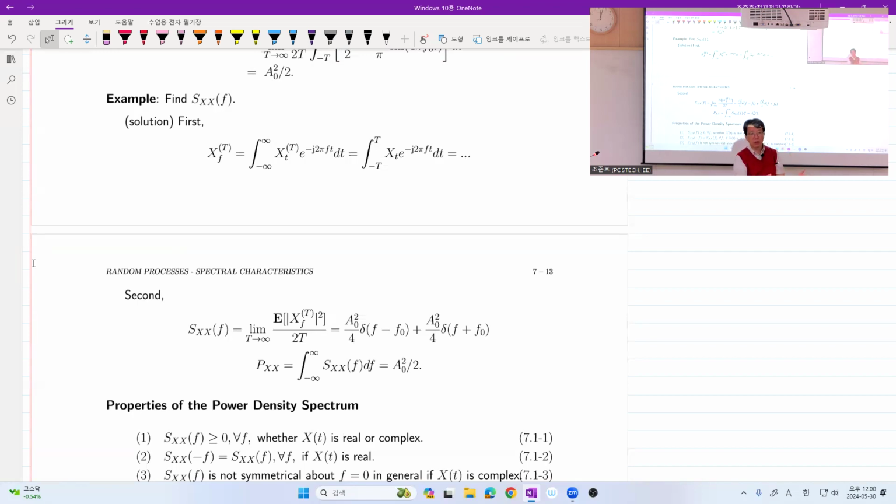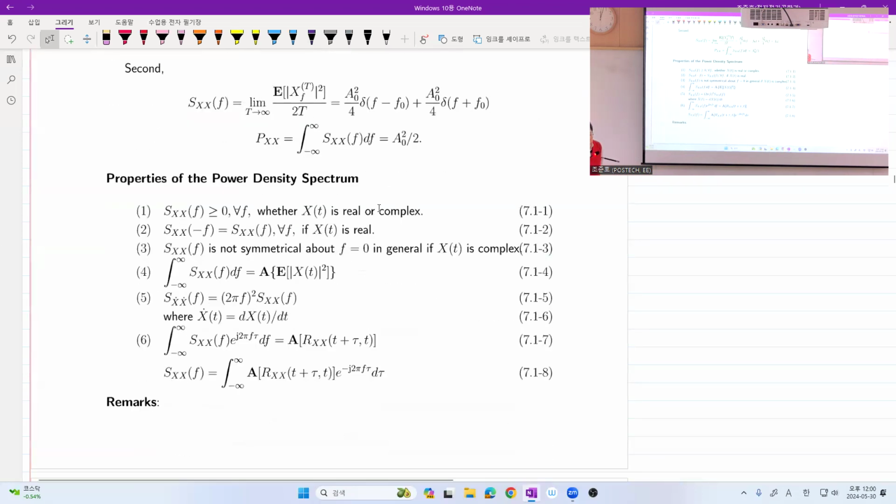Then what do you do? You find some theorem that provides an alternative way to compute the autocorrelation and power spectral density. That is the Wiener-Khinchin theorem. Ready? So let me skip the properties of the power spectrum. If you remember that definition, see that this is a function of f, and this is what? The absolute square expectation. That is non-negative. The limit is non-negative. So it's obvious, right?